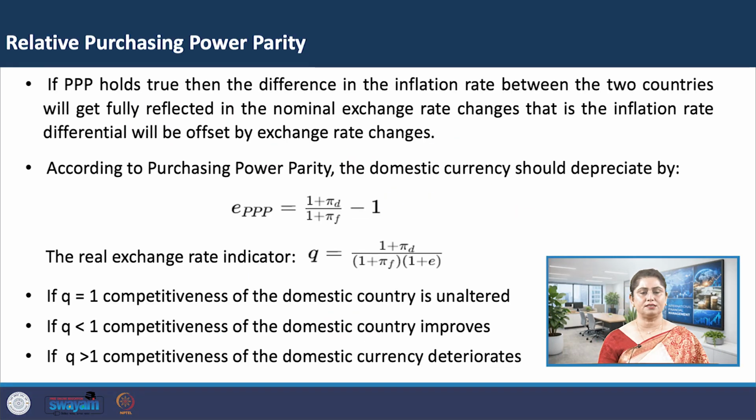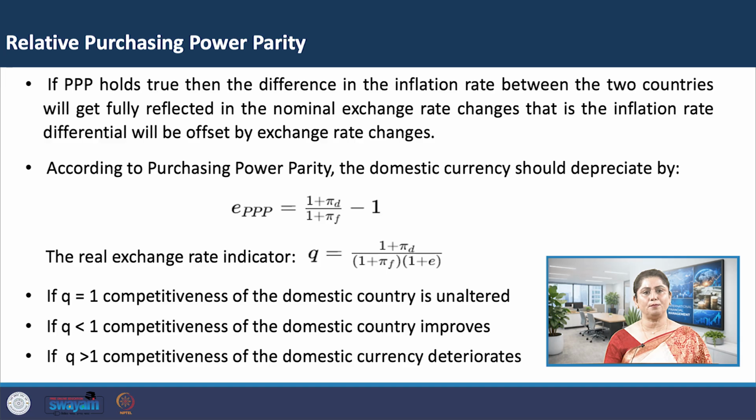Under relative purchasing power parity, differences in inflation rate between two countries should be reflected in the changes in the nominal exchange rate. In other words, if the domestic country has a higher inflation rate than the foreign country, its currency should depreciate to offset the loss of purchasing power.